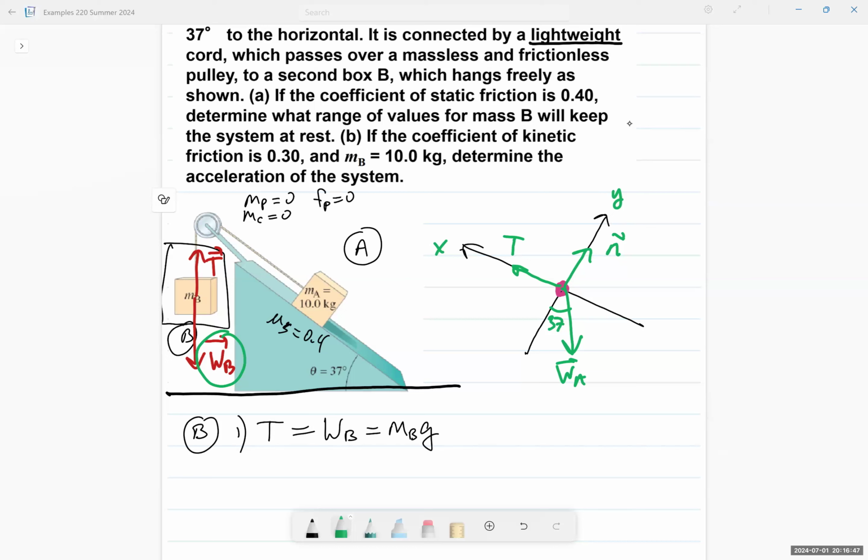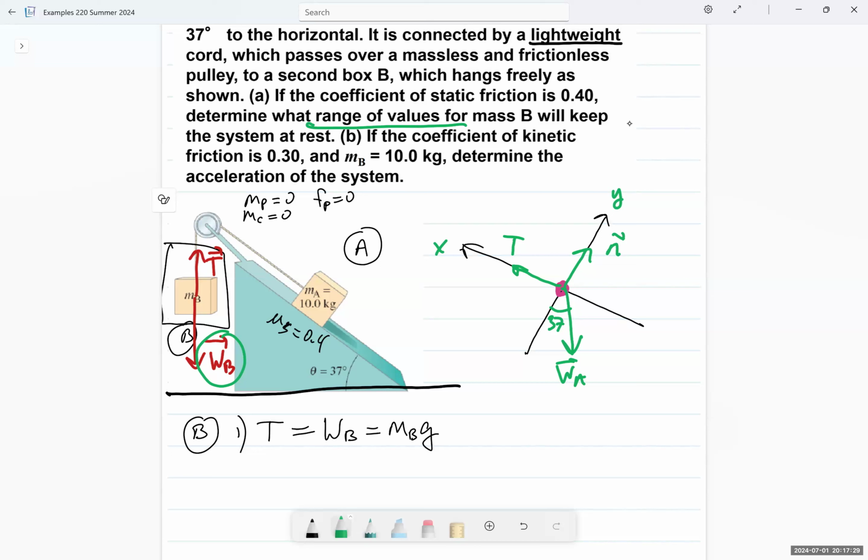If A is much heavier than B, then A would like to slide down. In that case, the friction will be in the opposite direction. So you have those two different scenarios in terms of which direction the friction force will be. That's why this part is asking for the range of values for B, because it depends on whether B is heavier than A or A is heavier than B. Which means we can have two different directions for the friction, and that will give us those two different values for B.